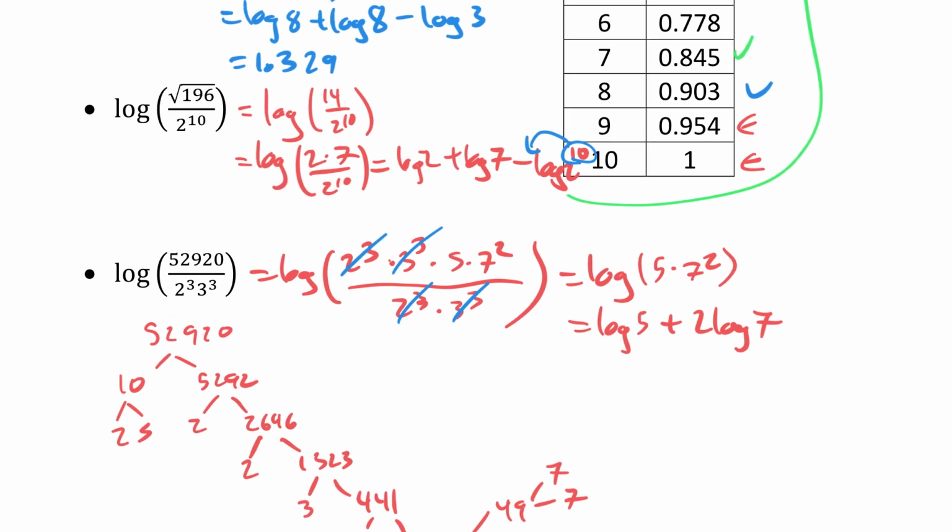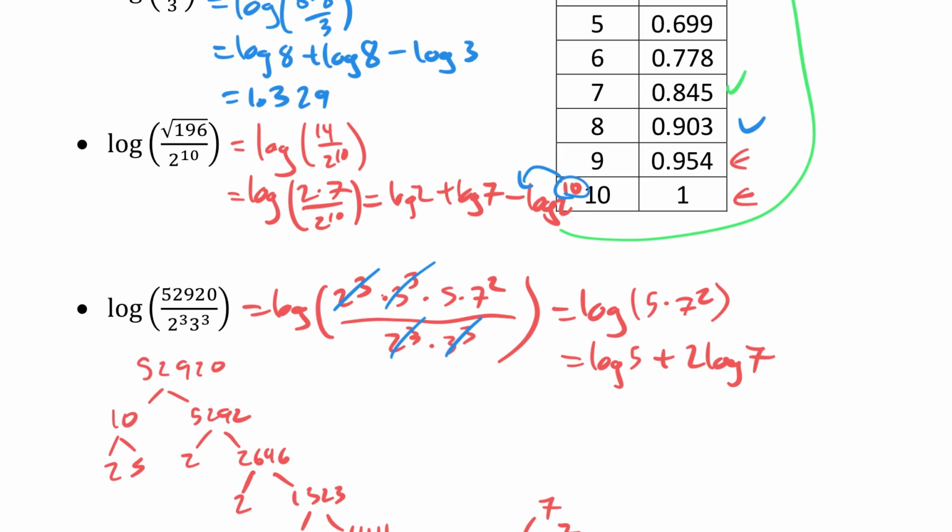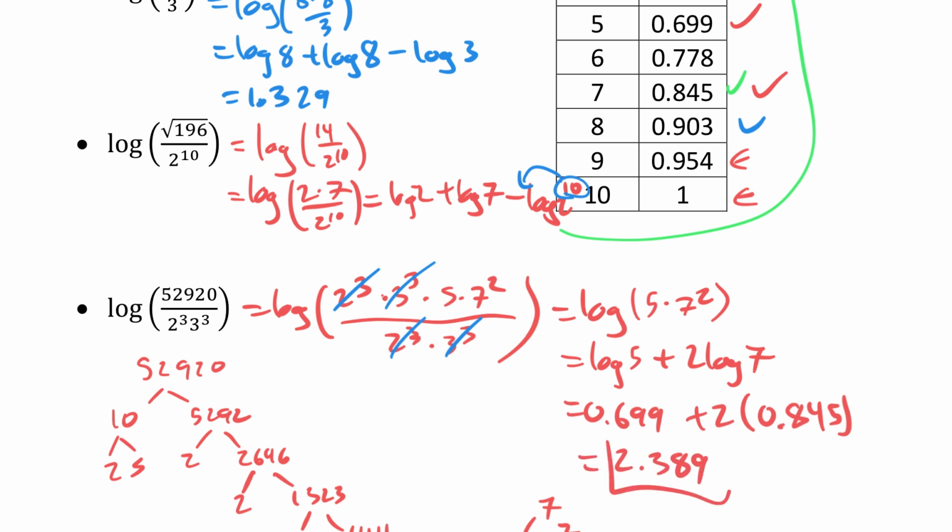Now, just looking up here, if we scroll up just a bit, we've got the 5 right there as 0.699. We've got the 7 right there as 2 times 0.845. Now, unfortunately, that means you have to multiply some decimals, but hopefully you remember how that works. And then you have to add the 0.699. And this should give you 2.389.